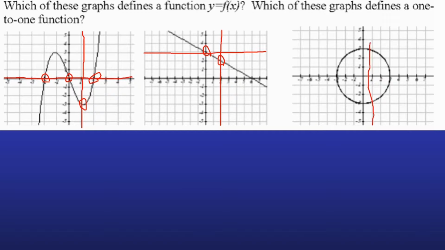This, however, doesn't seem to pass the vertical line test, so it isn't a function. And since it's not a function, we don't have to even consider if it's a one-to-one function, because a one-to-one function cannot exist if the graph is not a function.